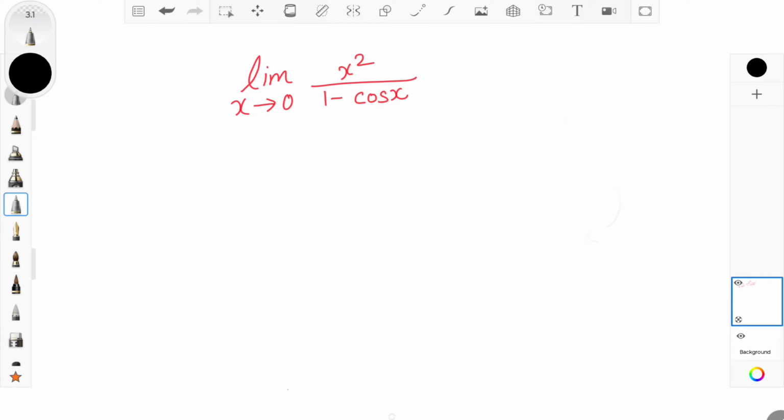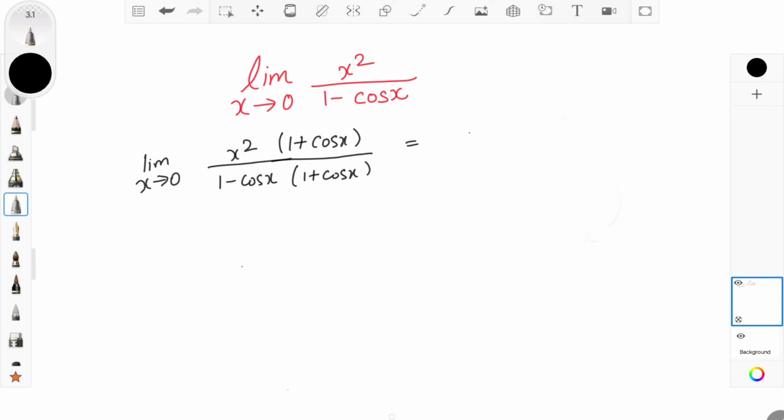So this question was asked in Harvard MIT Mathematics Tournament 2007. Let's see how to solve it. So first thing that I'm going to do is I'm going to multiply both numerator and denominator by 1 plus cos x. So let's multiply it in the denominator as well.